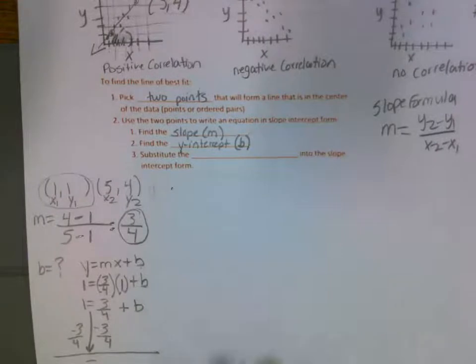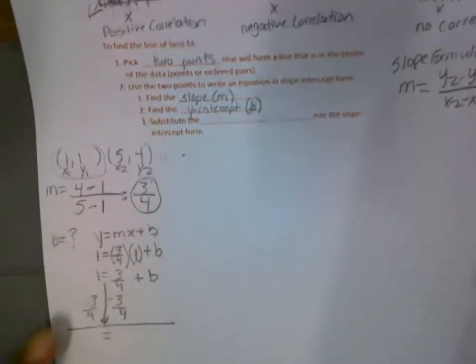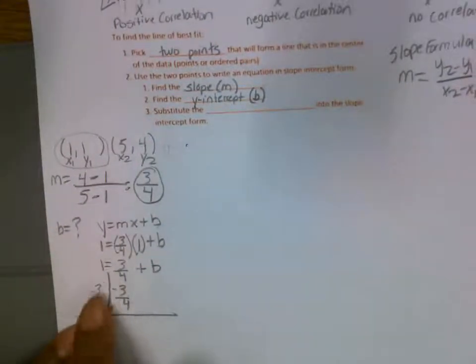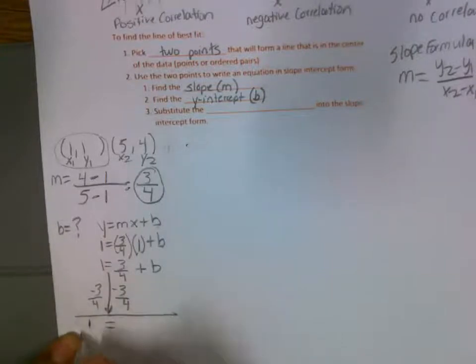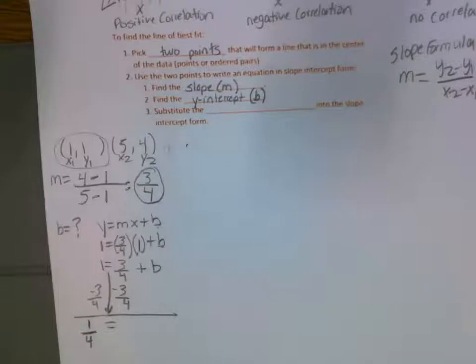Okay. When I subtract 3/4 on this side, this gives me 1/4 left. If you don't remember how to subtract fractions, please use your calculator. Don't get this wrong. If you want to write it as a decimal, it's not wrong. You can write it as a decimal.